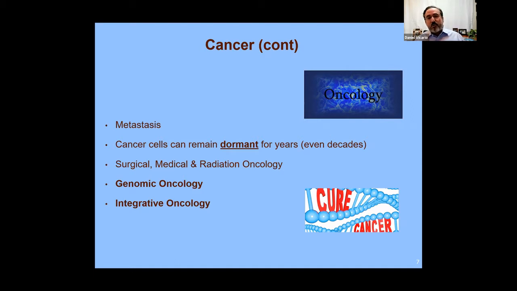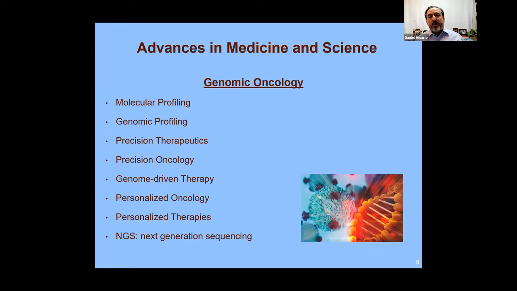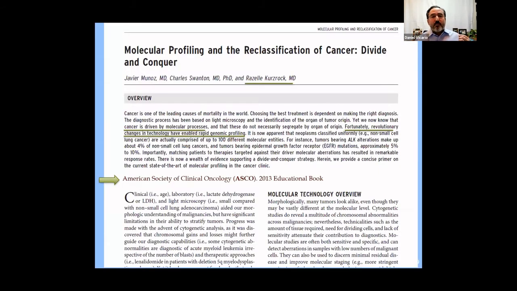We work as a team, surgical, medical, and radiation oncologists, but we also work with genomic oncologists and integrative oncology, which is the talk today. Genomic oncology really is a big topic. You've heard about molecular profiling, genomic profiling, precision therapeutics, genome-driven therapy, personalized therapies, next generation sequencing. I'm going to be showing you articles from the American Society of Clinical Oncology, the biggest and most important society for all oncologists, medical, surgical, and radiation oncologists. We call it ASCO.